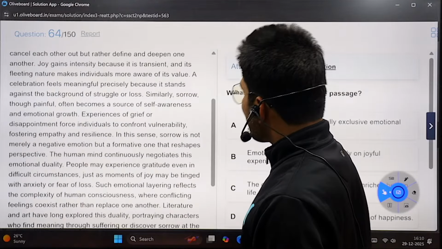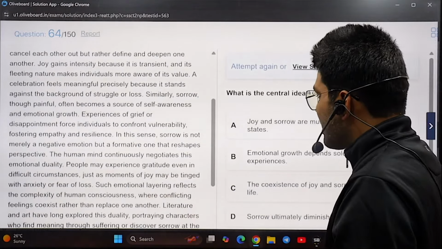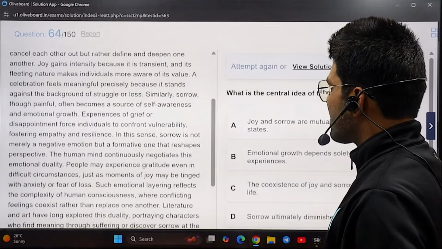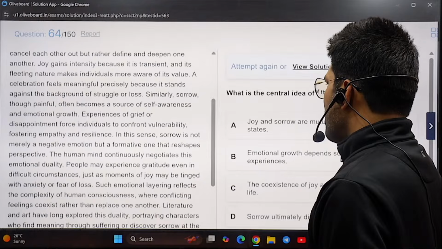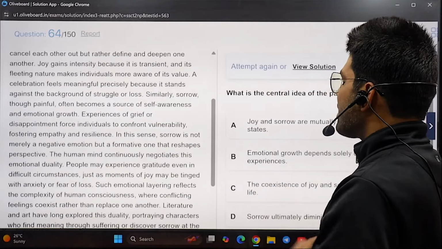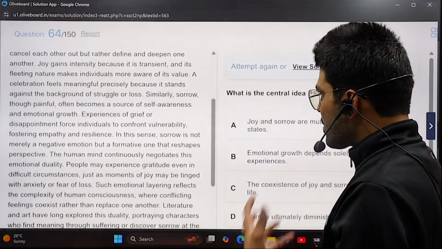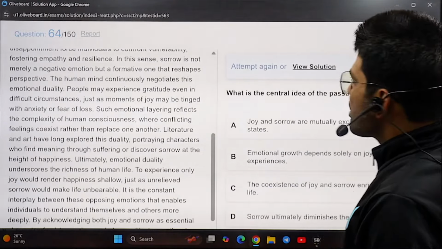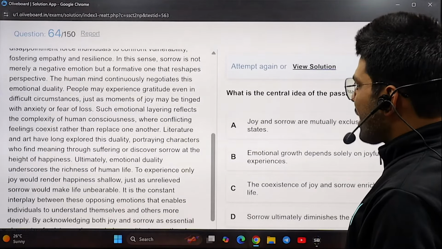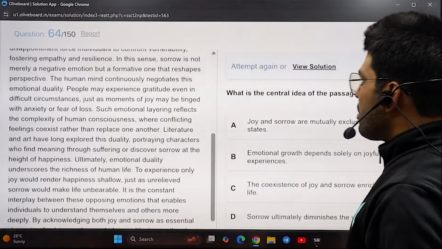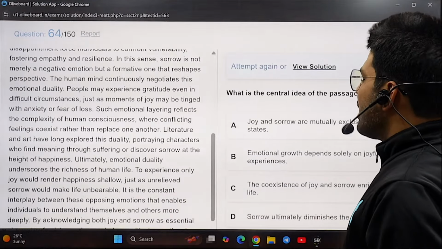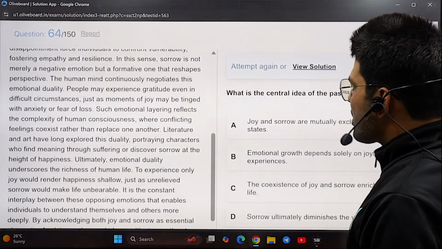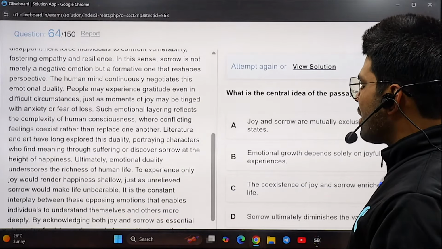Joy gains intensity because it is transient, and its fleeting nature makes individuals more aware of its value. A celebration feels meaningful precisely because it stands against the background of struggle or loss. Similarly, sorrow, though painful, often becomes a source of self awareness and emotional growth. Experiences of grief or disappointment force individuals to confront vulnerability, fostering empathy and resilience. In this sense, sorrow is not merely a negative emotion, but a formative one that reshapes perspective. Human mind continuously negotiates this emotional duality. People may experience gratitude even in difficult circumstances, just as moments of joy may be tinged with anxiety or fear or loss. Such emotional layering reflects the complexity of human consciousness, where conflicting feelings coexist rather than replace one another.